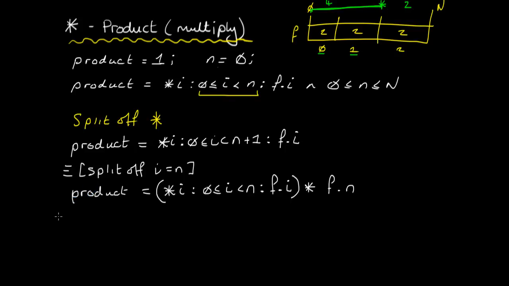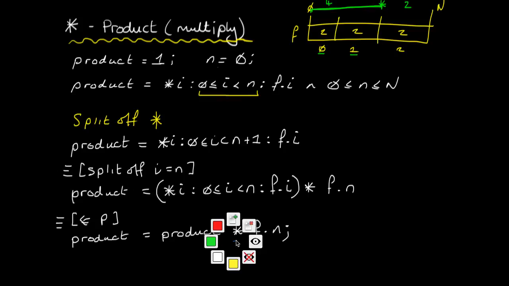So again, we see that it follows from our invariant, the way our invariant is working, that this really means product is equal to product multiplied by f.n. So you see that in the split off, we split off with the multiplication symbol.